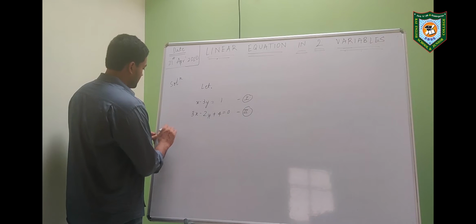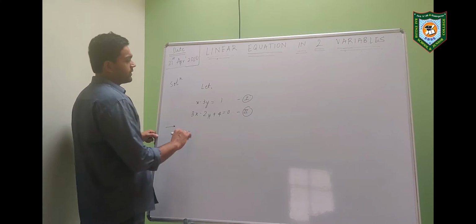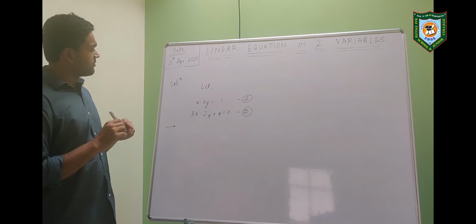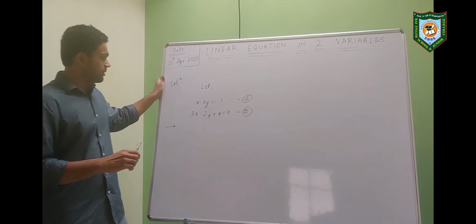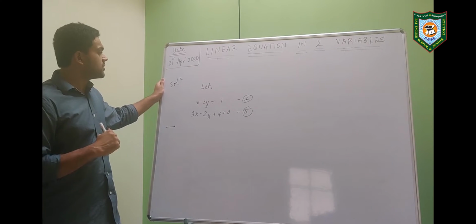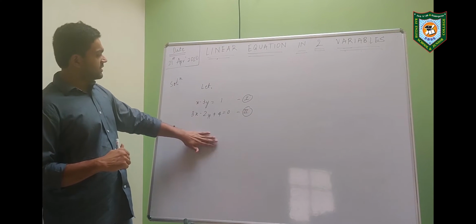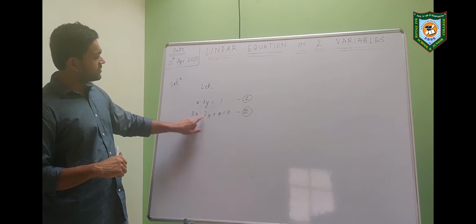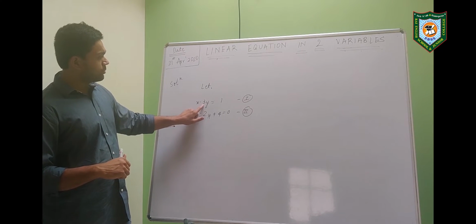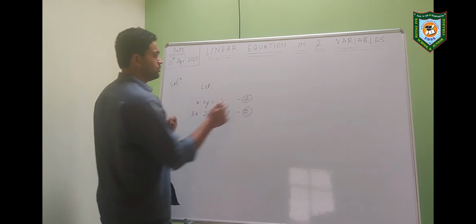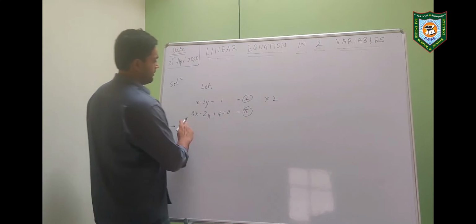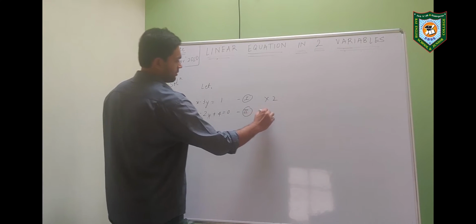So now, solving this by the elimination method. All I need to do is get the same coefficient for any one of the variables. So now how to choose? Observing this, if I want a common coefficient on these two sides, I need to multiply equation 1 by 2 and equation 2 by 3.